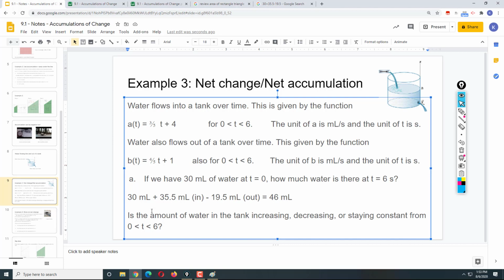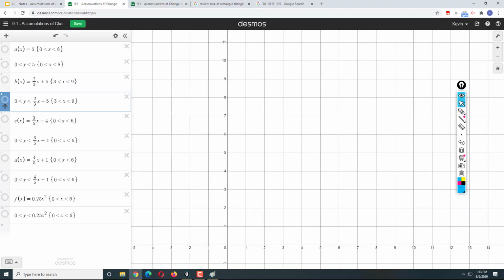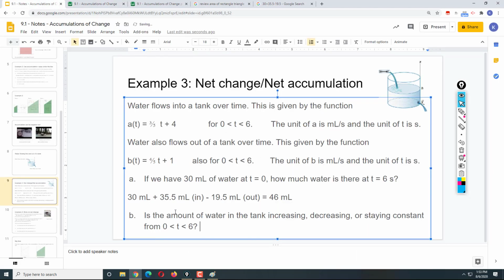So part B, is the amount of water in the tank increasing, decreasing, or staying constant? Well, notice that the in is always higher than the out. So more water is always going in than coming out. So the area is always increasing. So the amount of water in the tank is increasing. Okay. And that makes sense. We start with 30. After 6 seconds, we have 46 milliliters.